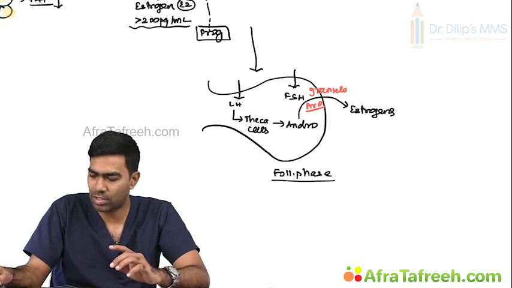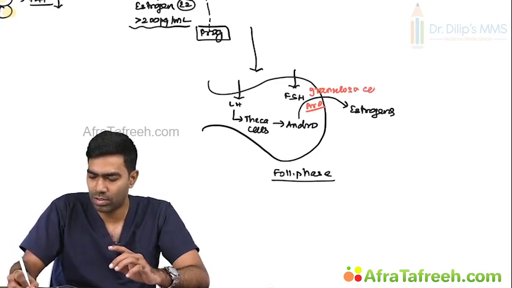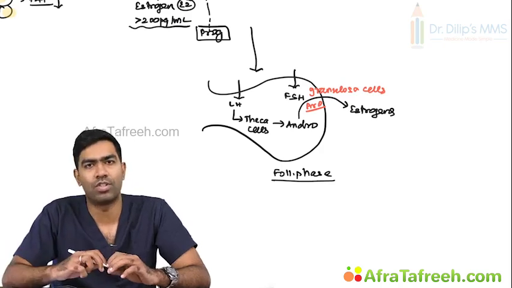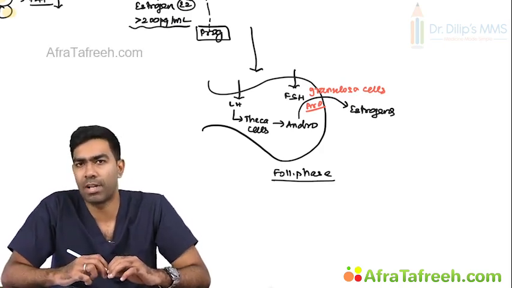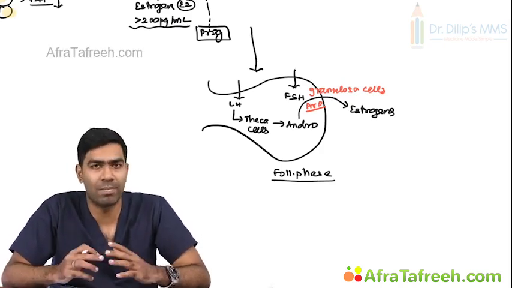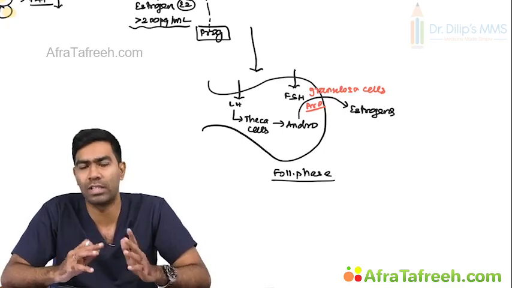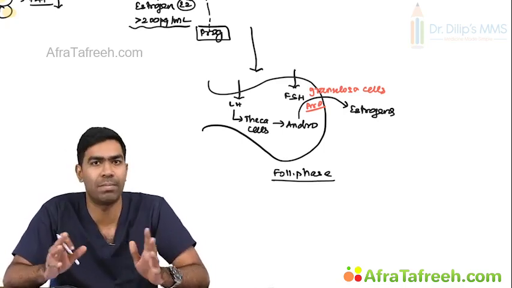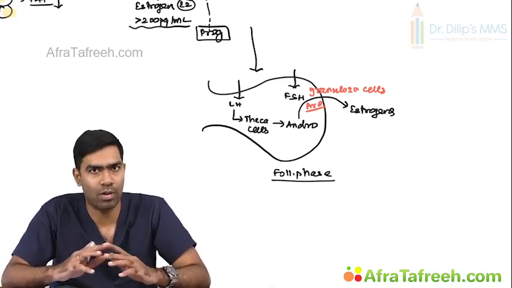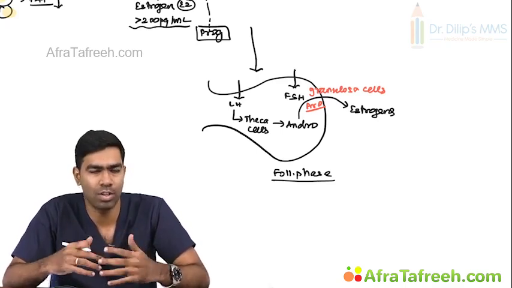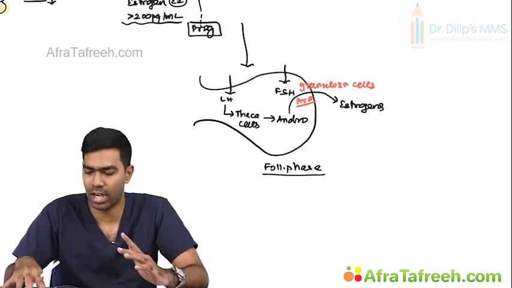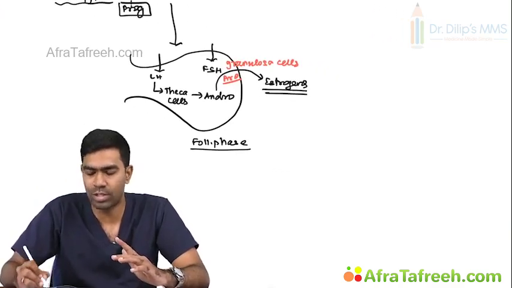And these granulosa cells, on the other hand, are under the control of FSH. Clear? Remember, the early primary follicle is FSH independent. It has very little affinity towards FSH, but the late primary follicles and the Graafian follicles are highly dependent on FSH. So you have to understand that the early primary follicles are usually relatively FSH independent. Anyway, they are going to produce estrogens by this mechanism.